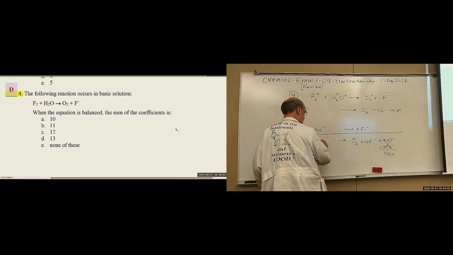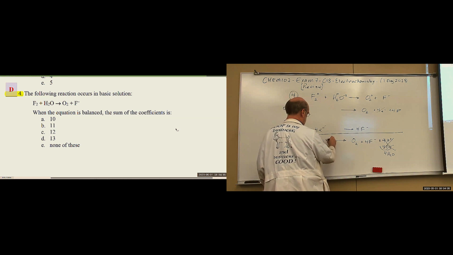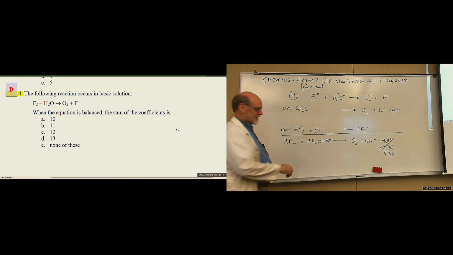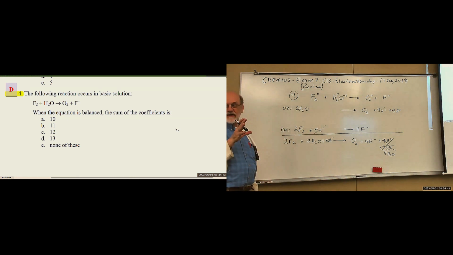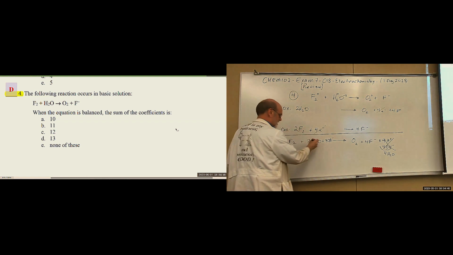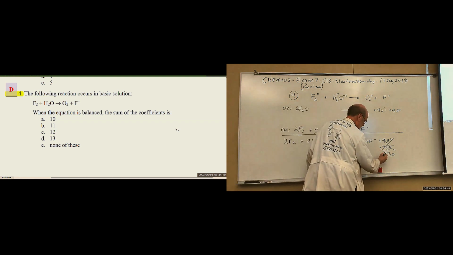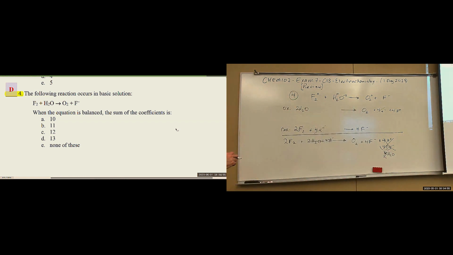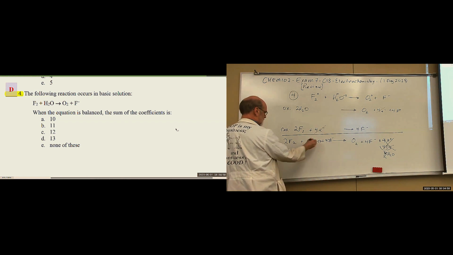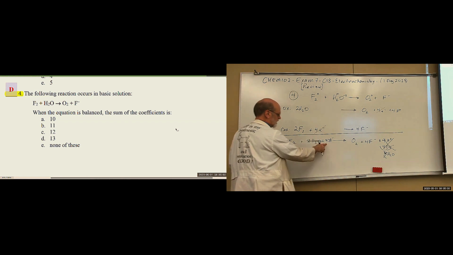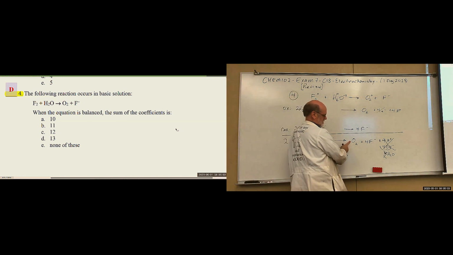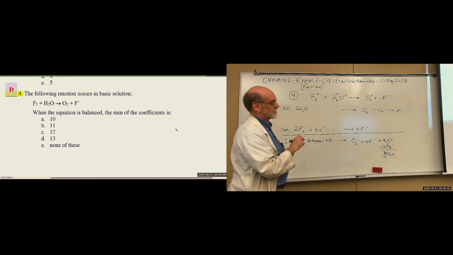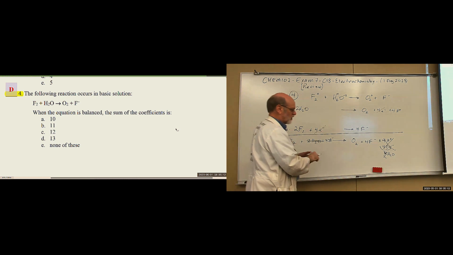But we need hydroxyl on this side also. 4 hydroxyls. Okay. Nope, we're not done yet. Okay, you following me? Okay. 2 waters here. Now there are only 2 waters there. Okay, what was the question? Sum of the coefficients. Okay. This one's out. 2 plus 4 is 6, plus 1 is 7, plus 4 is 11, plus 2 is 13. That would be D. 13 is the total on the coefficients.